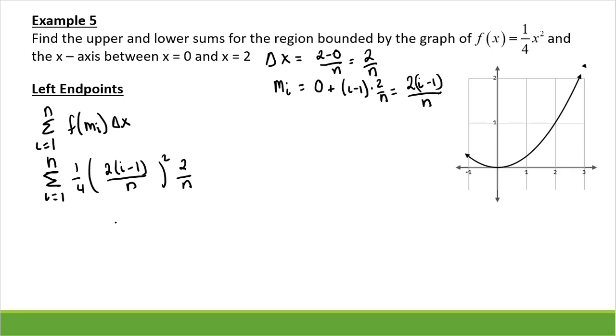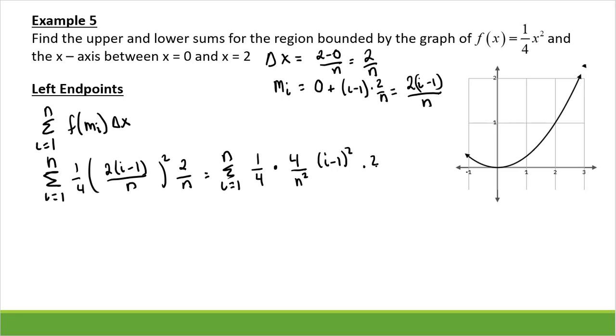I have a 1/4. I have a 4 over n squared, because I take the squared and I bring it to the n, I bring it to the i minus 1 squared times the 2n. So anything that is a 1/4 or has an n in it, you can bring out in front.